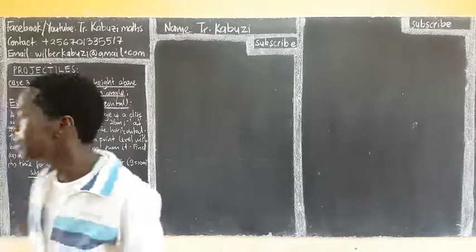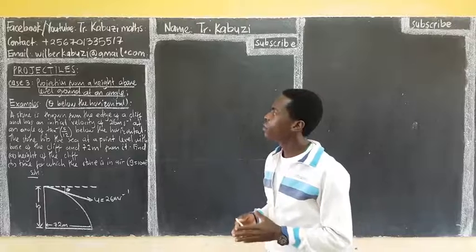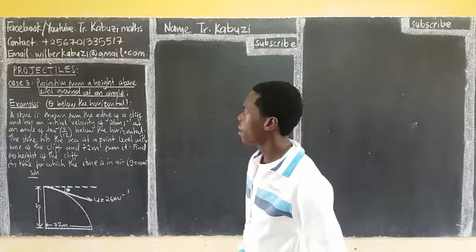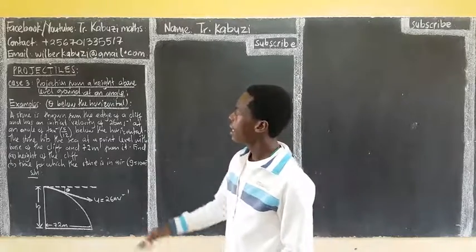Okay, so now members, let us see how you go through this question. Now we are going to start with the angle below the horizontal, then we shall go to the angle above the horizontal. The angle below the horizontal is very easy. Let's go through the question.